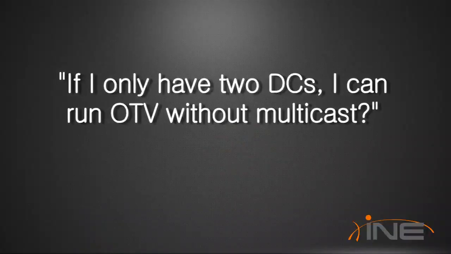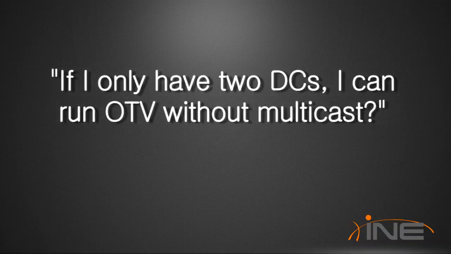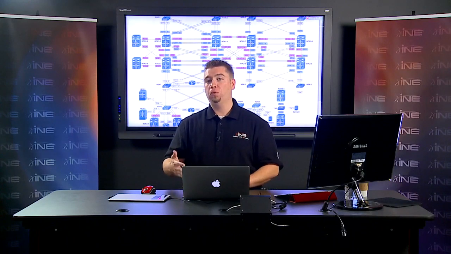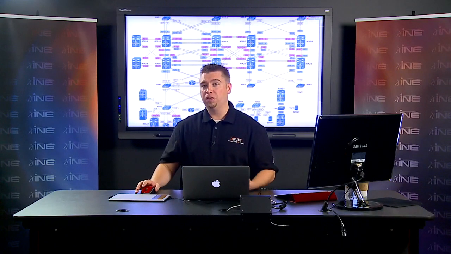Okay, there's a question, just to make sure I understand this, if I only have 2 DCs, I can run OTV without multicast. That is correct. You can also run it without multicast if you have more than 2 DCs. So you could do 3, 4, 5. It just means that your replication of the traffic is not going to be as efficient as it would be if you had multicast. Really it only matters if you're running multicast in the data plane.